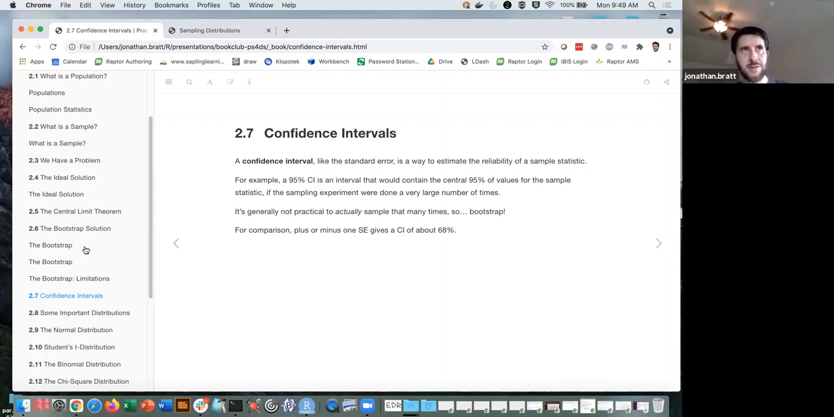A standard error, which is defined as the standard deviation of that sampling distribution, is like a particular confidence interval. You do plus or minus 1 standard error, and that's about a 68% confidence interval. So reporting standard error or reporting a confidence interval is basically the same idea. It's giving you a sense of the spread of that sampling distribution.